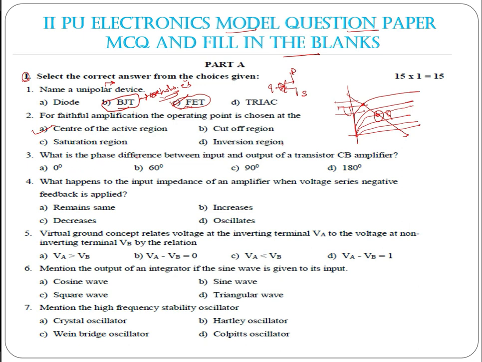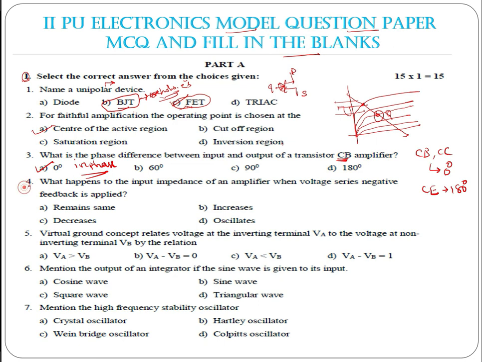What is the phase shift or difference between input and output of a transistor in CB amplifier? You see, CB and CC will produce 0 degree phase shift. Only CE will produce 180 degrees. So the option is 0 degree. Sometimes the question can even have the option as in phase. 0 degree is in phase only.